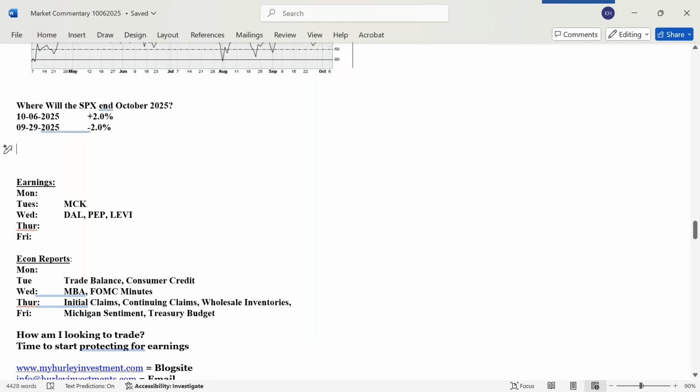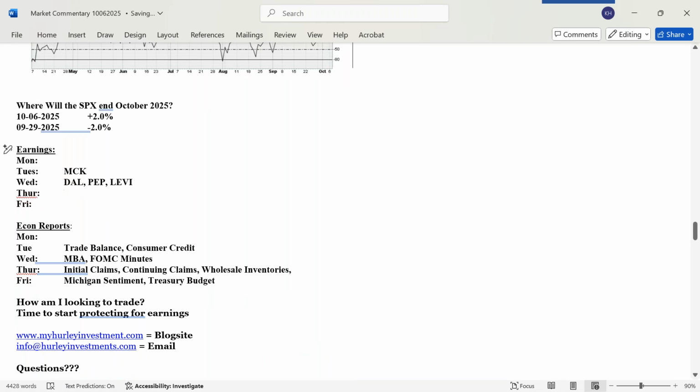S&P 500, we're going slow. We're going just 2%. Yes, I thought the S&P would be 2% for the last week of September, was a little bit higher. Earnings, no earnings to speak of. McCormick, Delta Airlines, Pepsi, and Levi on Wednesday, no real earnings to speak of.